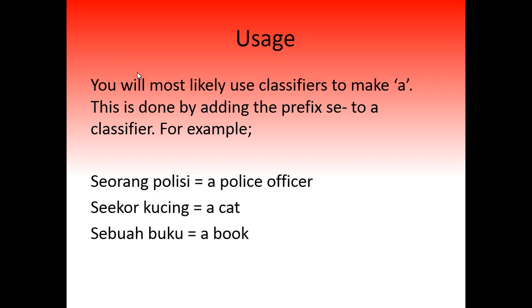The way that you'll most likely have a classifier affecting a meaning is when you're making an "a" or an "an" construction. So this is done by adding the prefix se to a classifier. So looking at some examples here, seorang polisi, a police officer, seorang kucing, a cat, sebuah buku, a book.